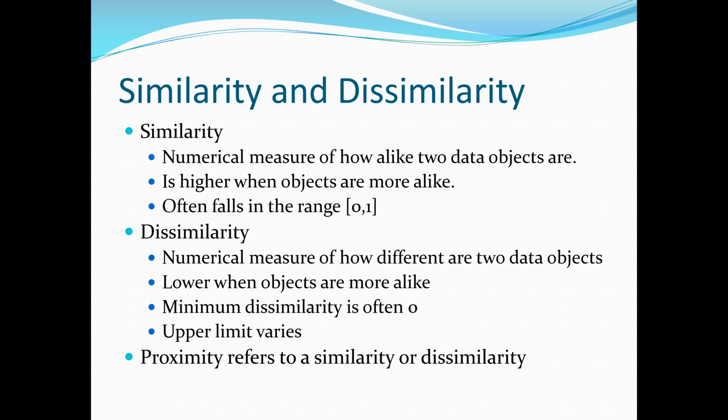So again, for convenience, the term proximity is used to refer to whether data objects are similar or dissimilar. Since the proximity between two objects is a function of the proximity between the corresponding attributes of the two objects, we're first going to describe how to measure the proximity between objects having only one simple attribute. And then we're going to consider data objects having multiple attributes.